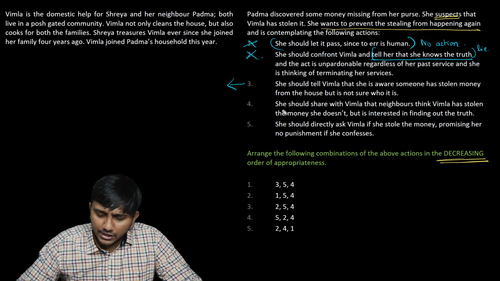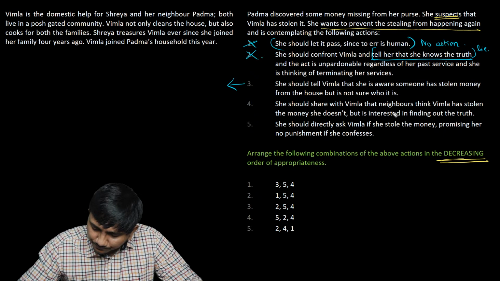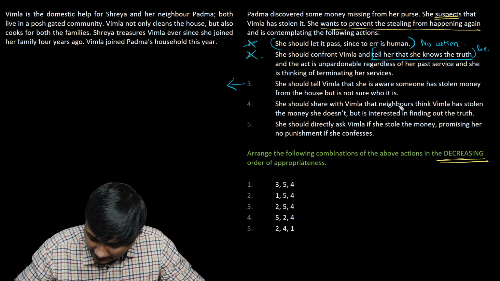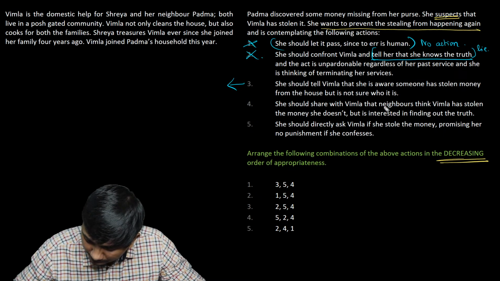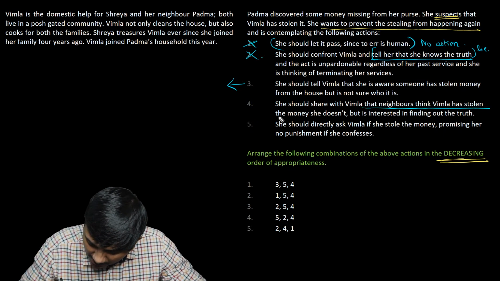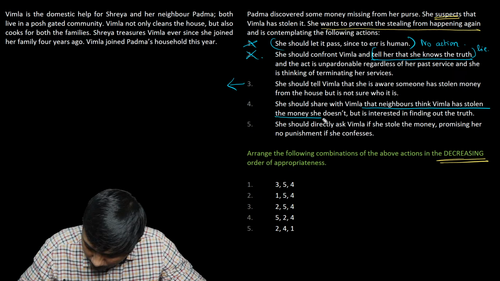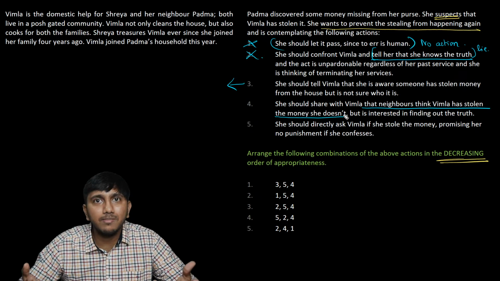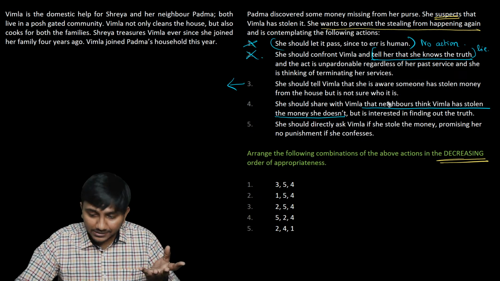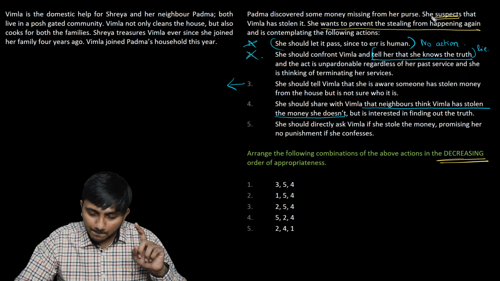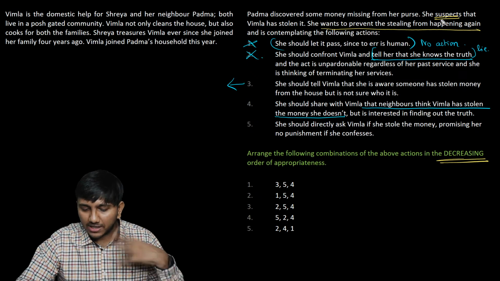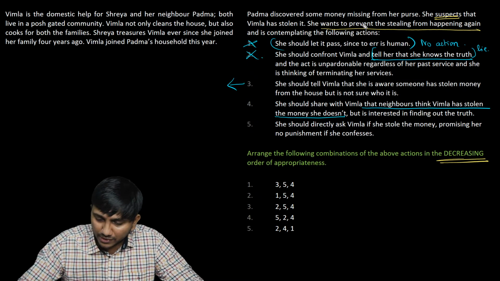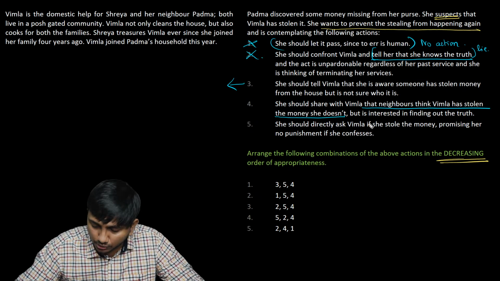Fine. She should share with Vimala that neighbors think Vimala has stolen. That also is not right. That neighbors think that Vimala has stolen the money. Maybe, may not be. We don't know whether neighbors think or not. We know that Padma only suspects. So I don't know whether that's exactly correct or not, but we don't have information about it. So I would not say that's a great thing to do.